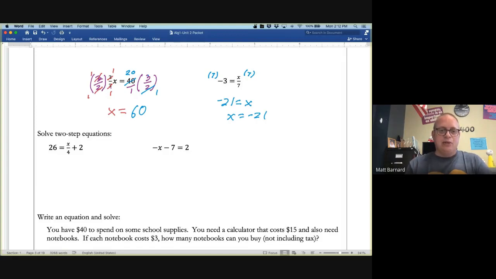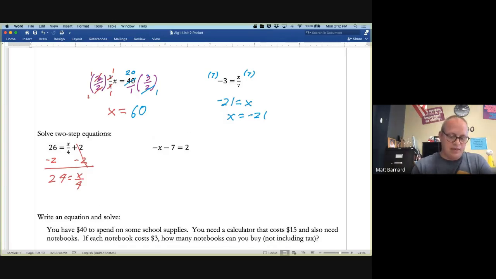Now, solving two-step equations requires us to get the variable term by itself first. So what I want to do on this one down here is get the x over 4 by itself first. So I need to move that positive 2 to the other side. The inverse of adding 2 is subtracting 2. So let me do that. Subtract 2 from both sides. I'm left with 24 is equal to x over 4, because positive 2 and negative 2 cancel themselves out and become 0.